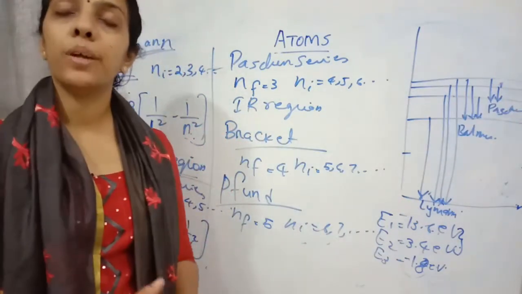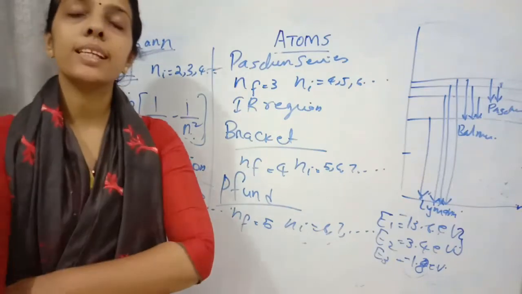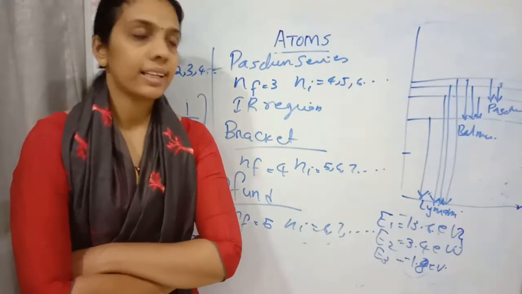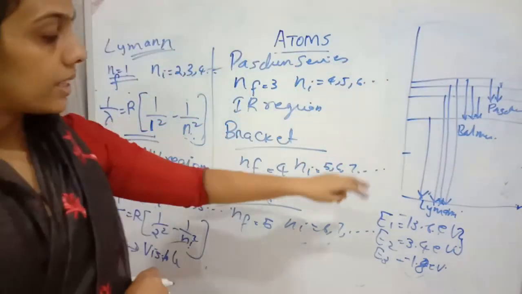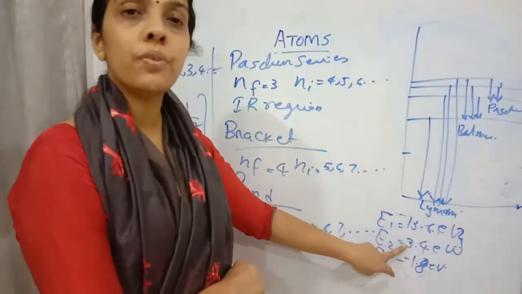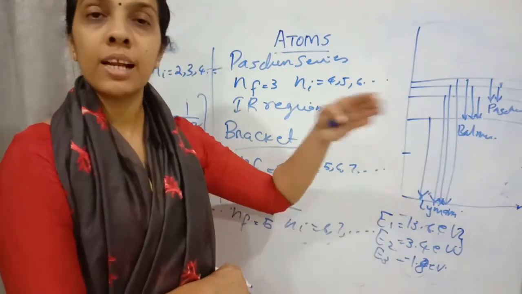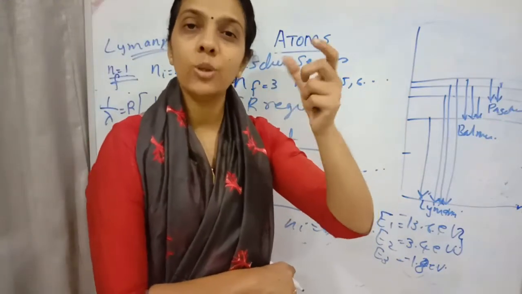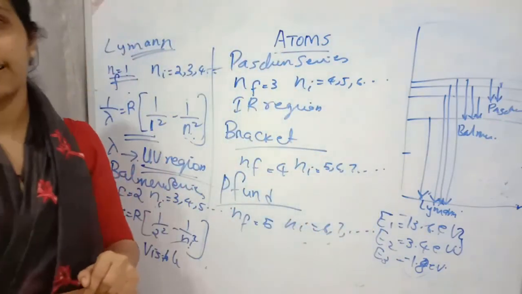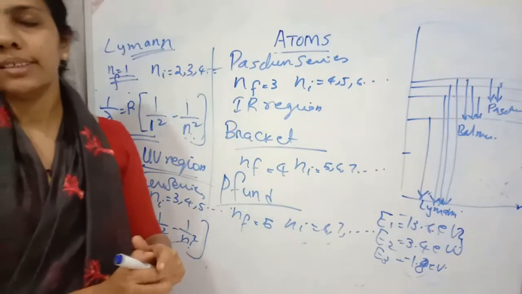Okay, clear children? So this is the energy level diagram, how we are representing. As n value increases, the difference in energy levels will be decreasing. Thus the energy gap is getting smaller and smaller as we see. Initially there was a huge difference between the first one and second one, but between the second one and third one, the difference is less. Okay, clear children? So this is about the energy level diagram.